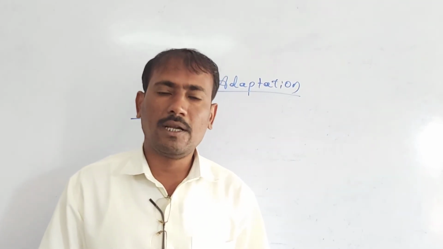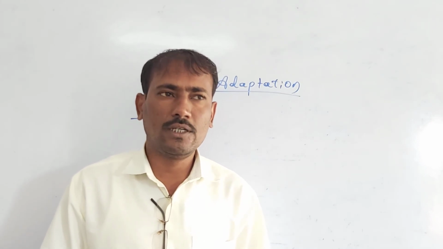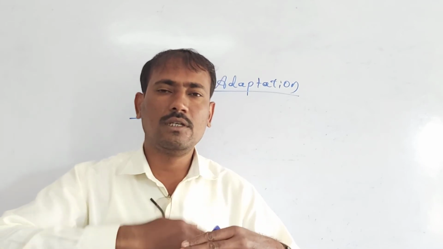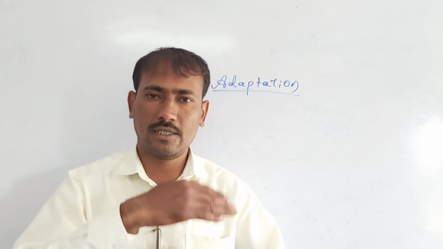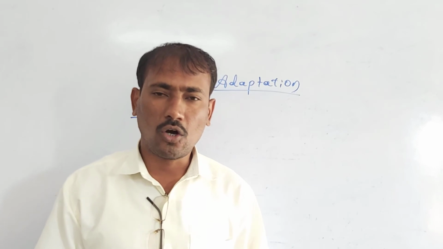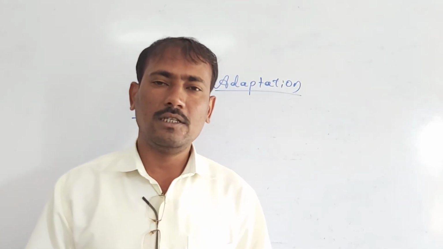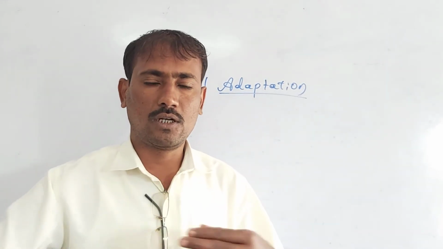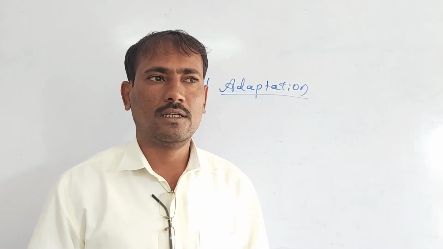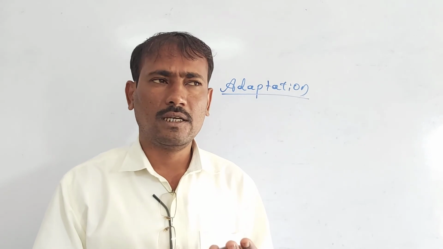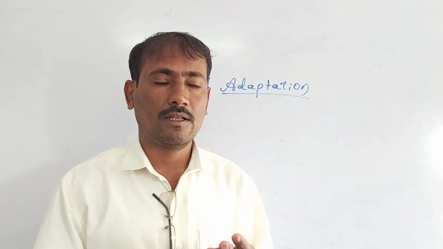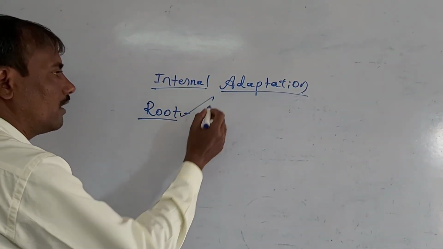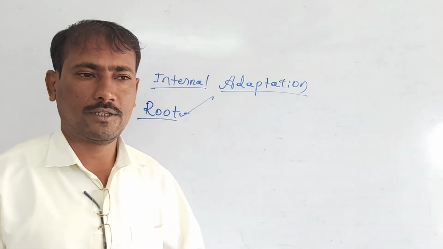So in these plants, the root develops an extra outer envelope which is very thick and cork-like, present around the root in Pinus and in Calotropis procera. This is one of the internal adaptations of the xerophyte.